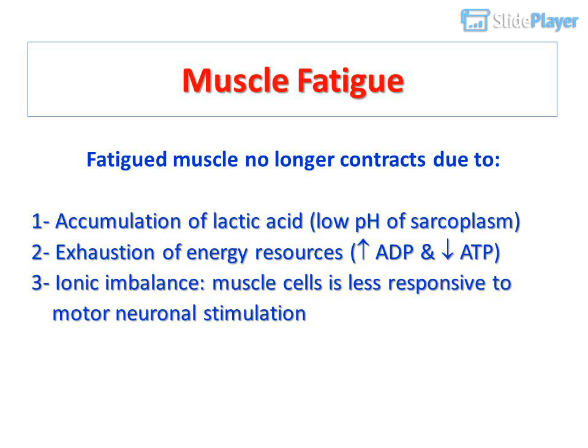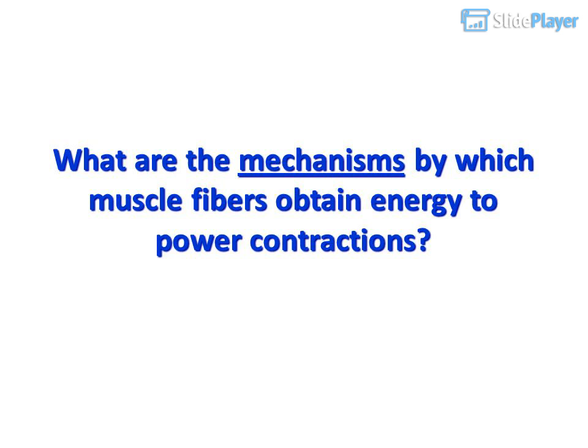Muscle fatigue. Fatigued muscle no longer contracts due to: 1. Accumulation of lactic acid, low pH of sarcoplasm. 2. Exhaustion of energy resources, ADP and ATP. 3. Ionic imbalance, muscle cells are less responsive to motor neuronal stimulation. What are the mechanisms by which muscle fibers obtain energy to power contractions?